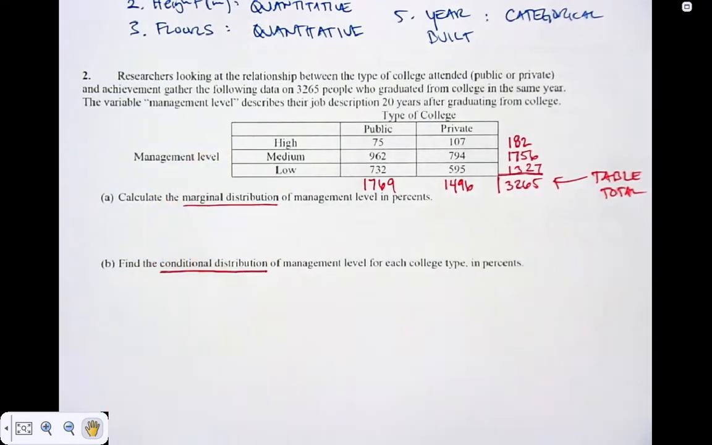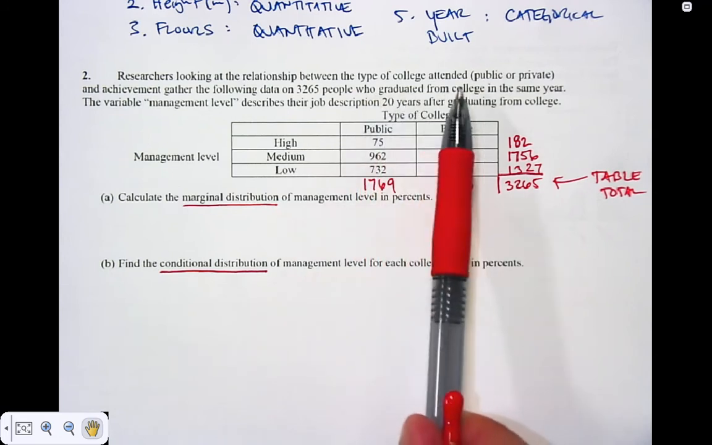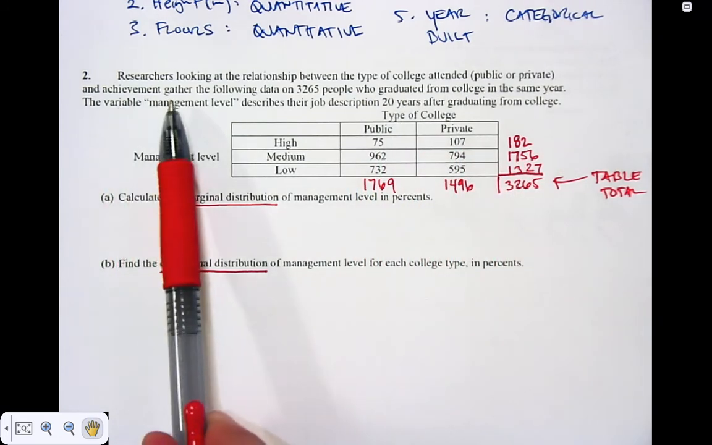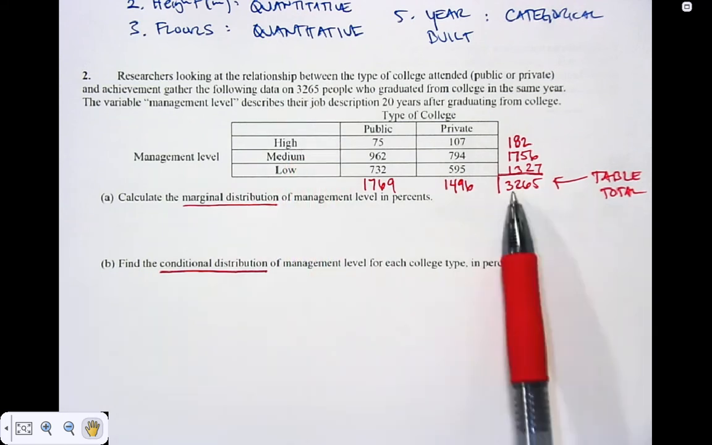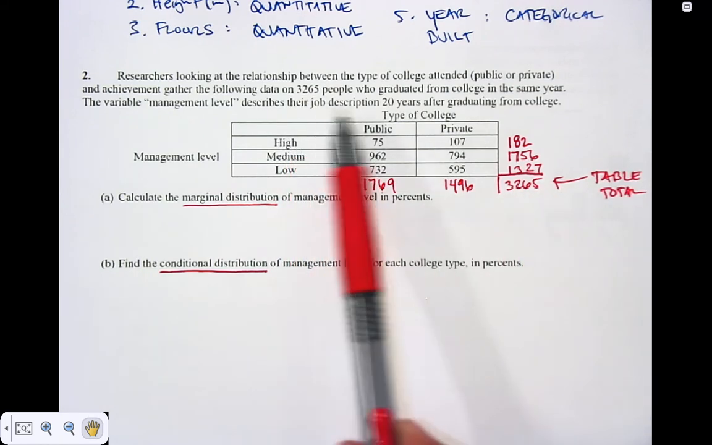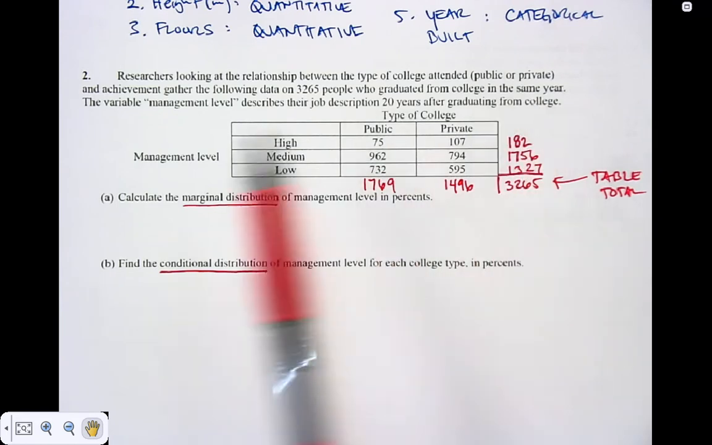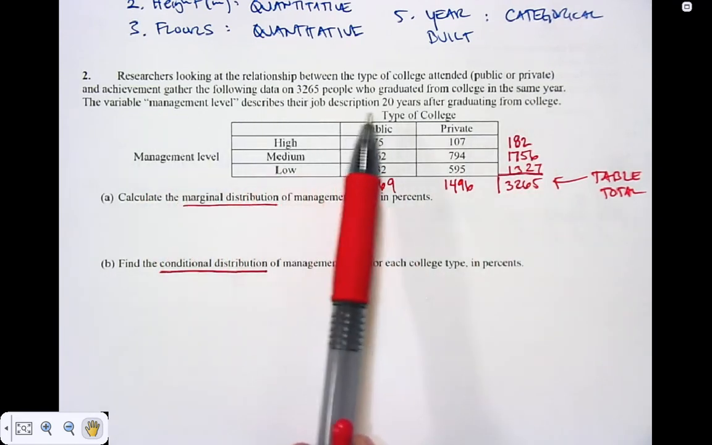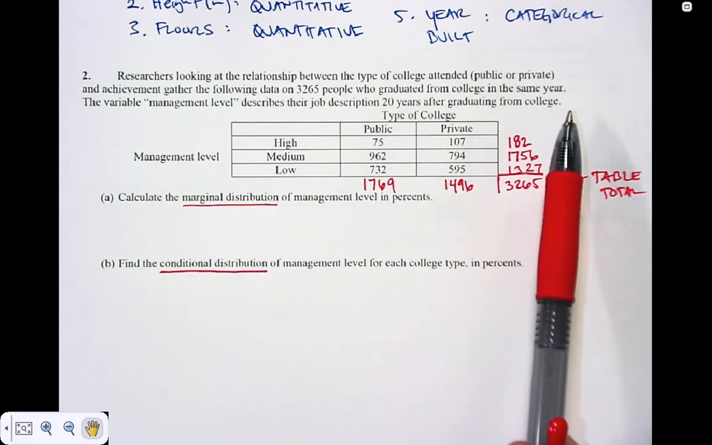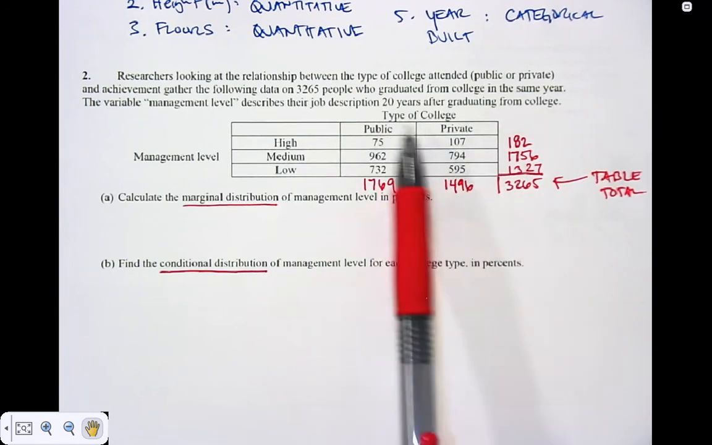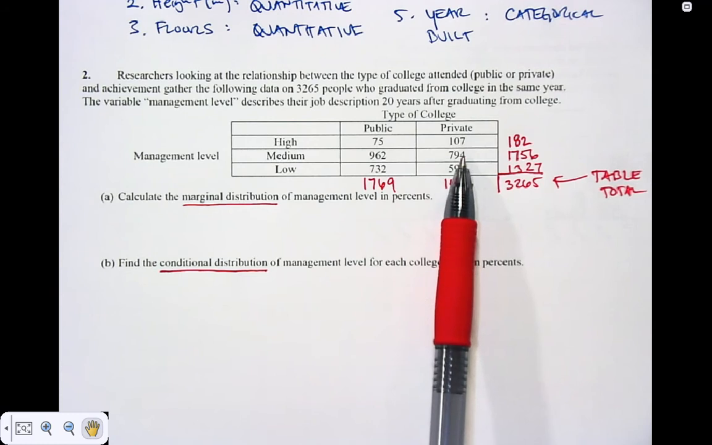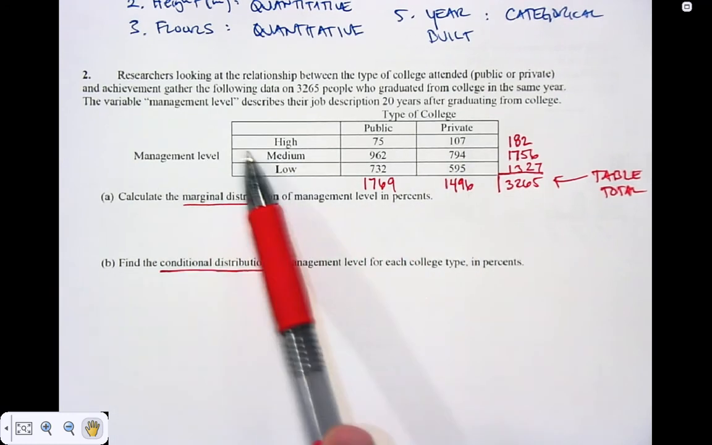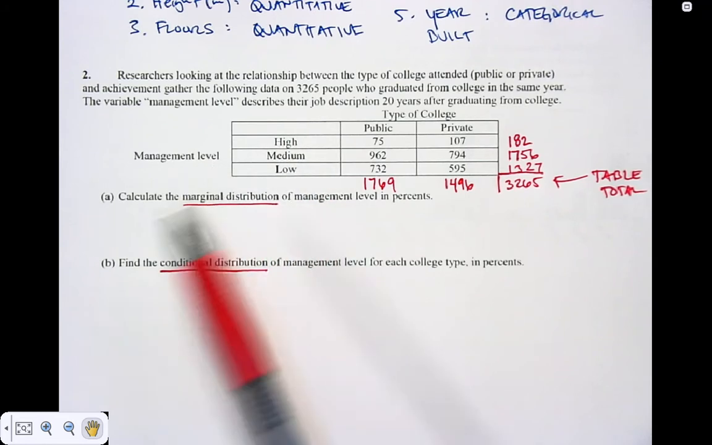Okay. So let's contextualize this question and figure out what's happening here. It says researchers looked at the relationship between the type of college attended, public or private, and achievement. They gathered the following data on 3,265 people who graduated from college in the same year. That's good because that's what we got. The variable management level describes their job description 20 years after graduating. So you can see where they're going here: does going to a public or a private school tend to end up with a person at a high, medium, or low management level?